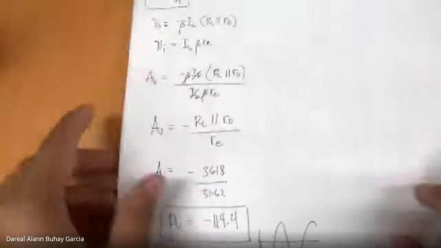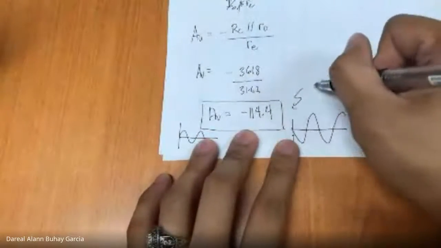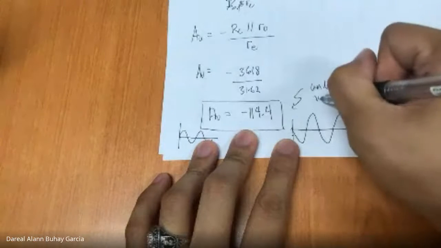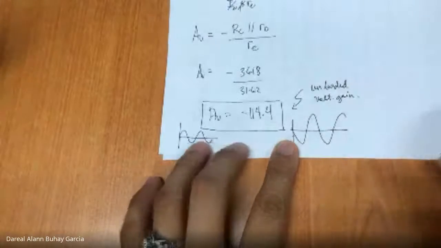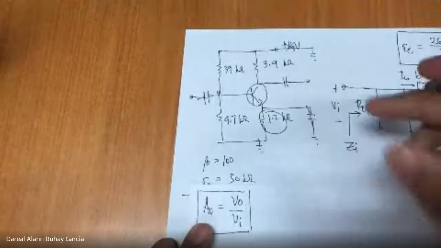Sige. So this is what we call unloaded voltage gain. No? So unloaded pa, because wala pa nato i-take into consideration nga atong circuit is naay load, no?